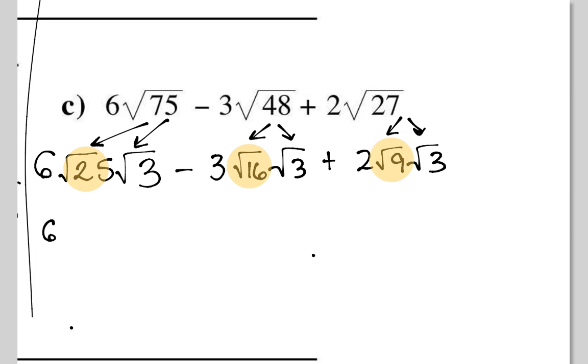So then this becomes 6 times 5. Why is it 5? Because 25 is buddies with 5. So what goes next to the 16? What would I change the 16 to? 4. And like, be organized like me. See how everything lines up?